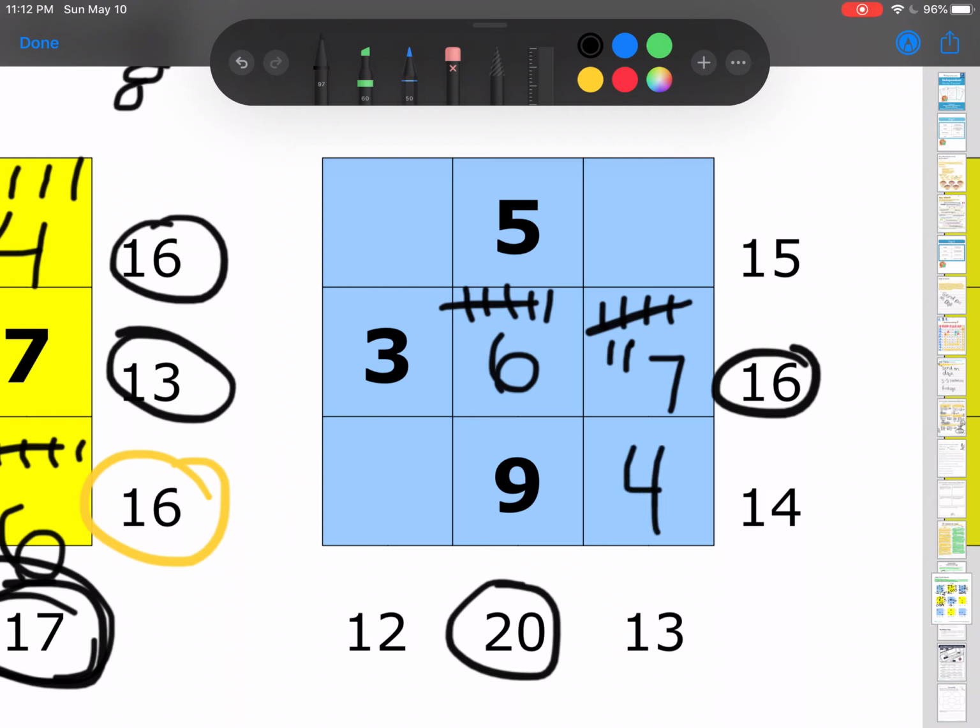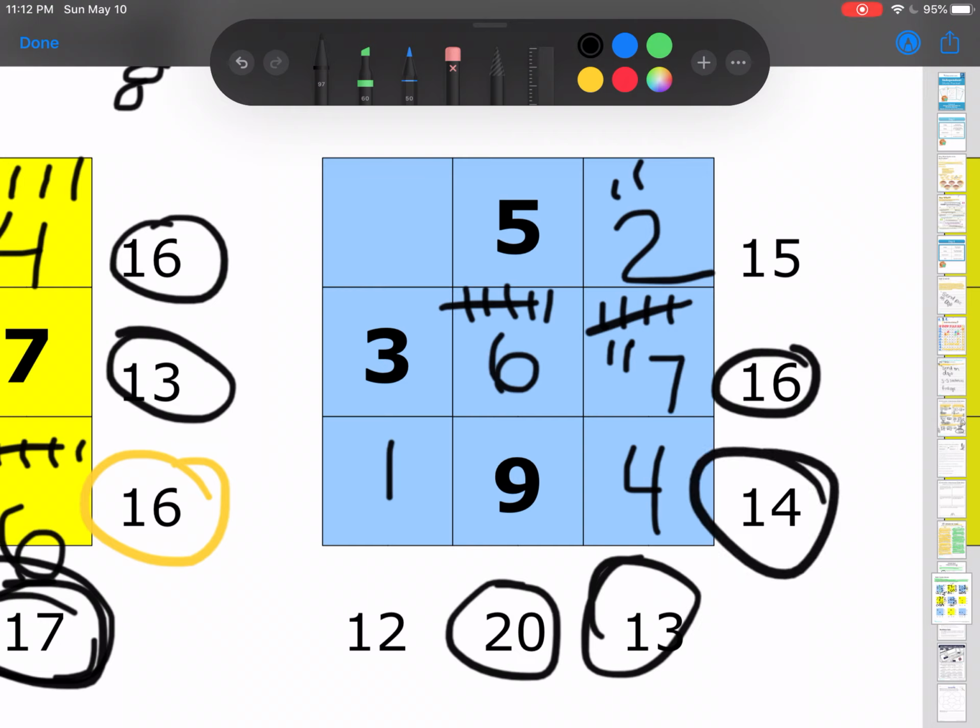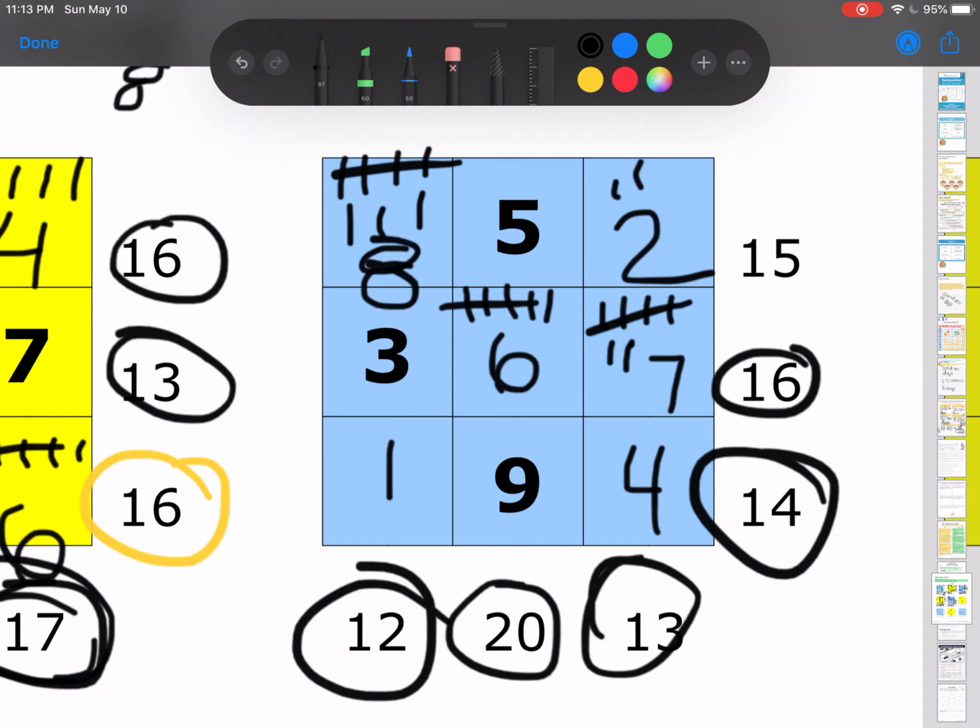So 4 plus 7, that's 11. I need to get to 13, so 12, 13, that's 2. 9 plus 4, that's 13, plus 1 more is 14, so that's right. 3 plus 1 is 4. 5, 6, 7, 8, 9, 10, 11, 12. That's 5, that's 8. And that equals 12. And 8 plus 5 plus 2, that's 8, 9, 10, plus 5 more is 15.